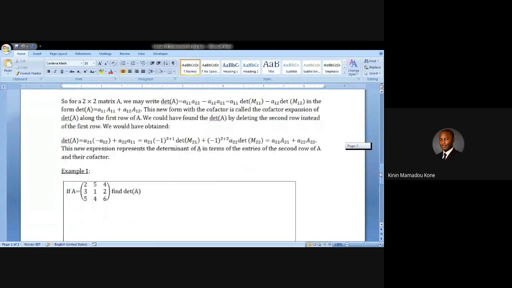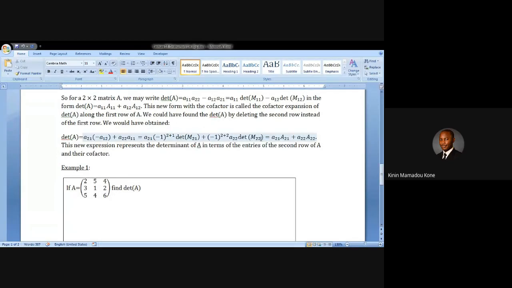So for a 2 by 2 matrix A, we write the determinant of A equals this expression, a sub 11 multiplied by the determinant of M sub 11 minus a sub 12 times the determinant of M sub 12, in this form. So for a 2 by 2, if you wanted to write it in terms of cofactor expression, this is what we have: determinant of A equals a11 A11 plus a12 A12. This new form with the cofactors is called the cofactor expansion of the determinant along the first row of A.